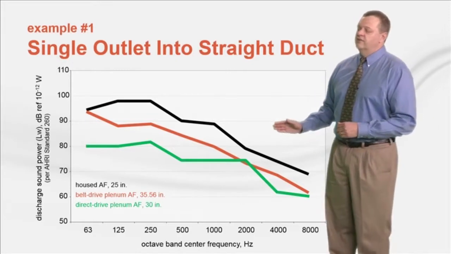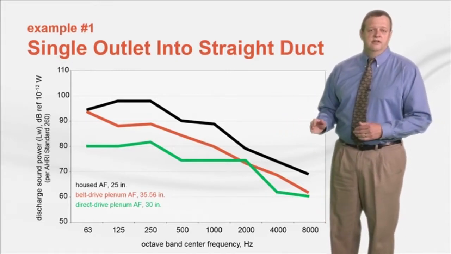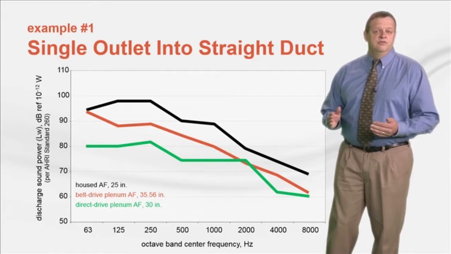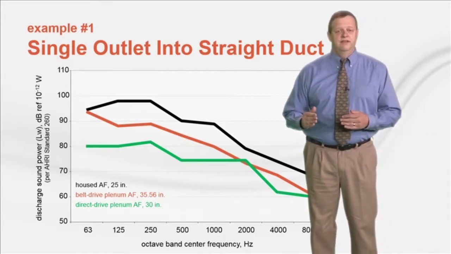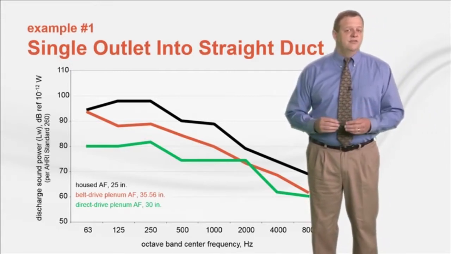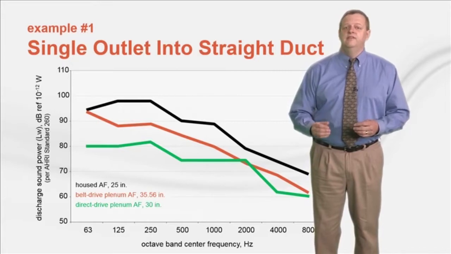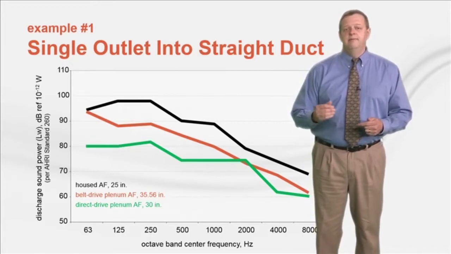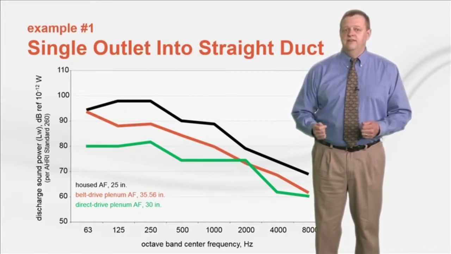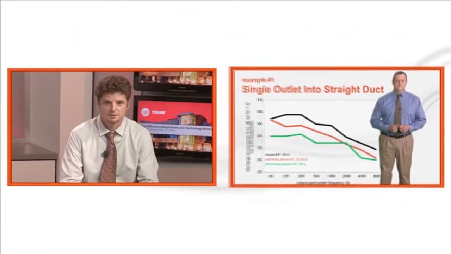Of course, this chart compares discharge sound. On the inlet side, plenum fans will usually have higher sound levels than housed fans. Depending on the fan's location within the air handling unit, either discharge or inlet sound may be more important. So the quietest fan choice depends on the application.